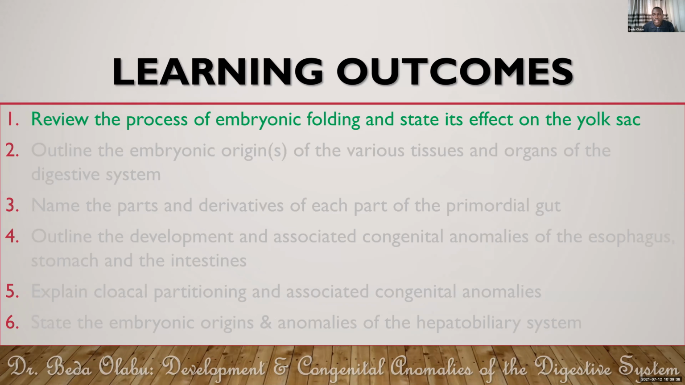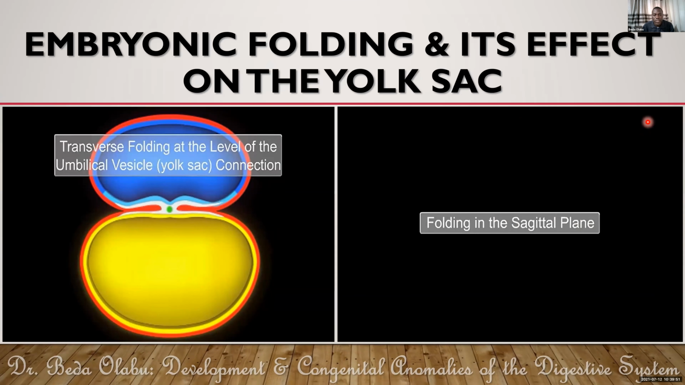So without further ado, we can start with the first agenda, which is to review the process of embryonic folding and to state what effect that has on the yolk sac. Just to remind you, the embryo folds in two planes. There's a transverse embryonic folding, where the embryo folds in the lateral plane. We call that the lateral folding. And there is the folding of the embryo in the craniocaudal axis, which we call the sagittal folding.